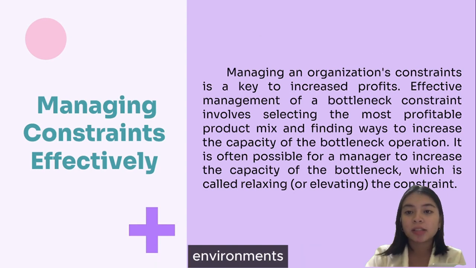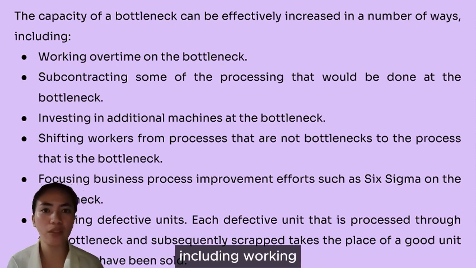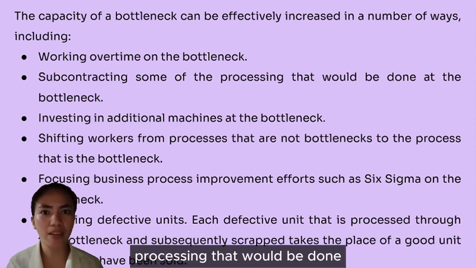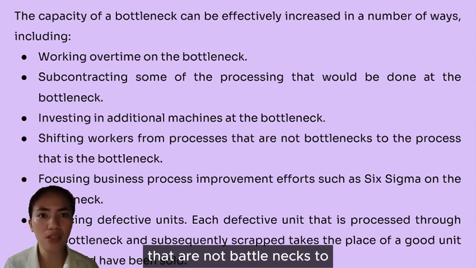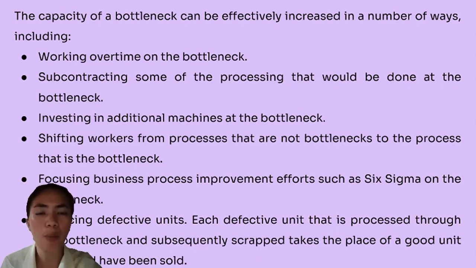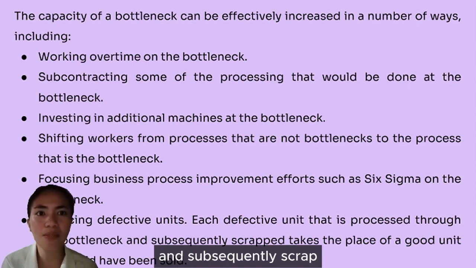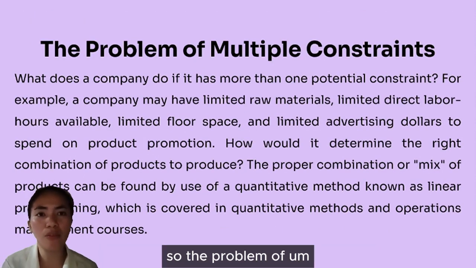adaptability in dynamic environments. So the capacity of a bottleneck can be effectively increased in a number of ways, including working overtime on the bottleneck, subcontracting some of the processing that would be done at the bottleneck, investing in additional machines at a bottleneck, shifting workers from processes that are not bottlenecks to the process that is the bottleneck, and focusing business process improvement efforts such as Six Sigma on the bottleneck, and reducing defective units. Each defective unit that is processed through the bottleneck and subsequently scrapped takes the place of a good unit that could have been sold.